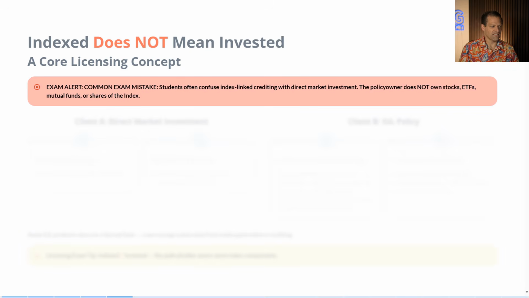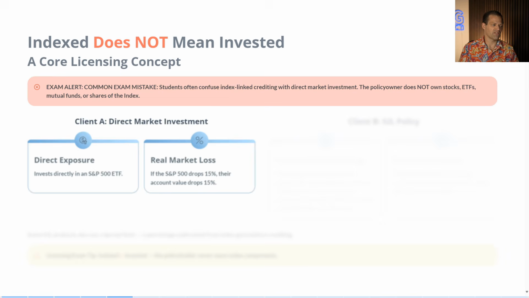Now, index does not mean invested. This is a core licensing concept. You'll see this happen on the exam all the time. Students often confuse index-linked crediting with direct market investment. The policy owner does not own stocks, ETFs, mutual funds, or shares of an index. So if you have a direct market investment, say you buy an S&P 500 ETF directly, the market can drop 15% and have your value drop by 15%, okay?